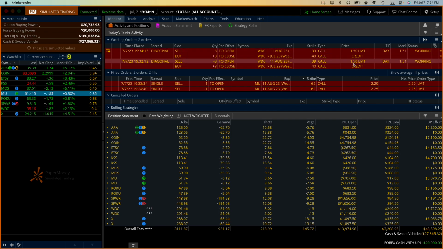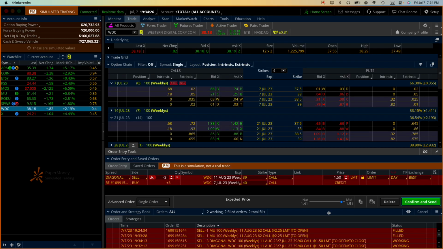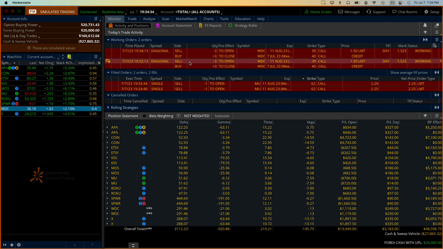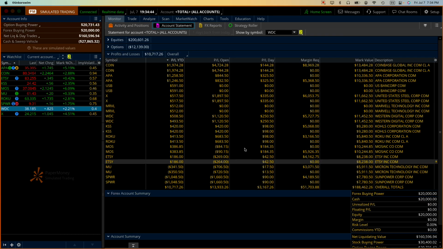I could adjust my credit here. Cancel replace. You see, it could be anywhere between 1.41 and 1.51. So I'll give it a few minutes, and if it doesn't get filled, I begin to reduce it by 3 cents at a time.